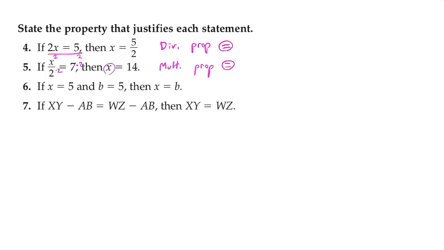Okay, the next one, if x equals 5 and b equals 5, then x equals b. So here's a great problem to talk about, okay? There are absolutely two valid solutions here. So one is substitution, right? If x equals 5, we can just replace this 5 with an x, right? Or if b equals 5, we can replace this with a b. So absolutely, this is the substitution. Notice I didn't just say sub, because that would be ambiguous. It could be the subtraction property. So I'm saying substitution property of equality.